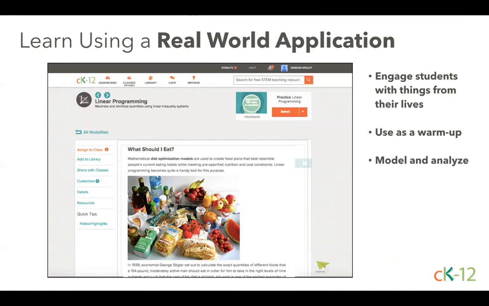These are really easy. You can actually take the content from these and add these into your FlexBook really, really easily if you're putting together a FlexBook. Or you can simply, like here on the orange button there, assign to class, and you can easily create an assignment of a real-world application once you've found it. So I think real-world applications are worth looking at. You'll find them through the concept pages, and there are over 2,000 covering math and science.